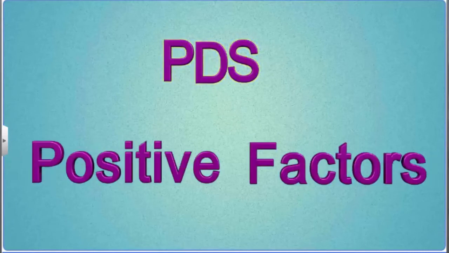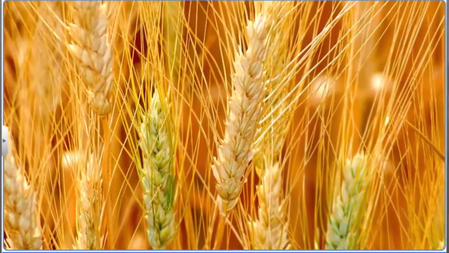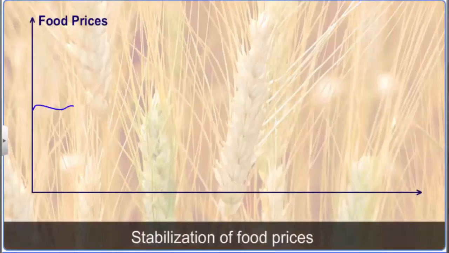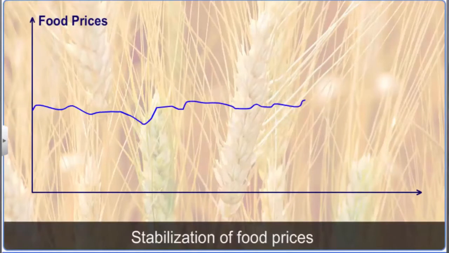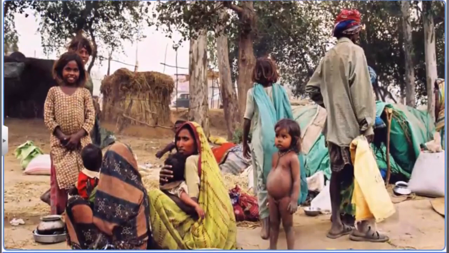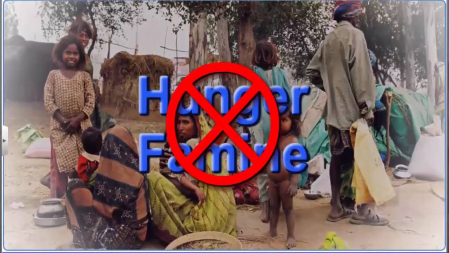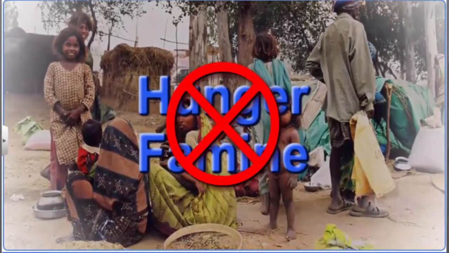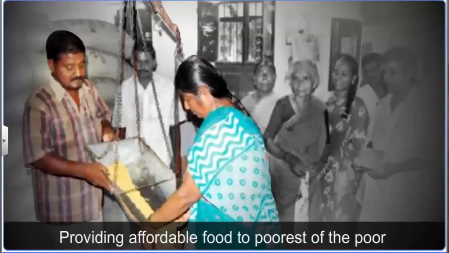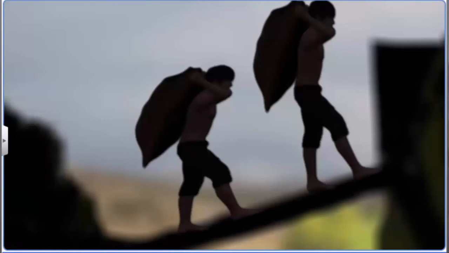Over the years, the public distribution system has helped in keeping food prices stable by providing food to people at subsidized rates. The public distribution system has also prevented large-scale hunger and famine by supplying food from surplus regions to the deficit ones. Over the last decade, efforts have been made to extend the benefits of the public distribution system to the poorest of the poor. The procurement of food grains at attractive minimum support prices has provided assured income to farmers and boosted food grain production.